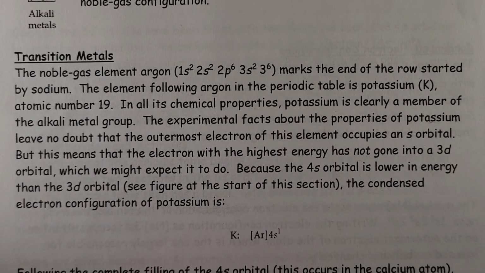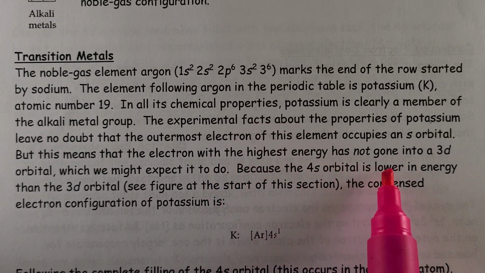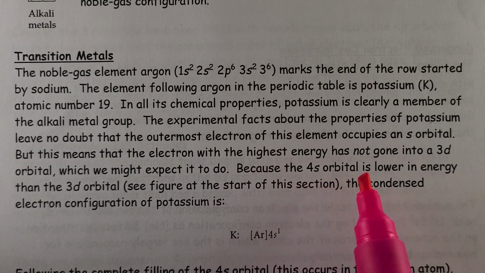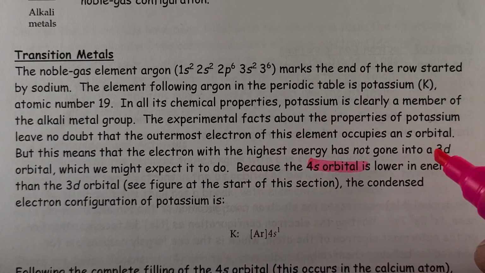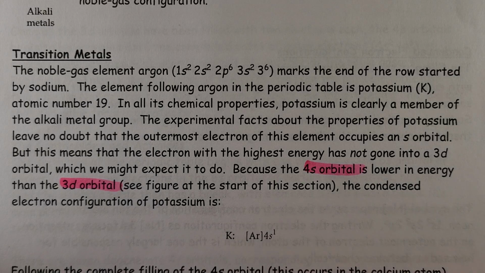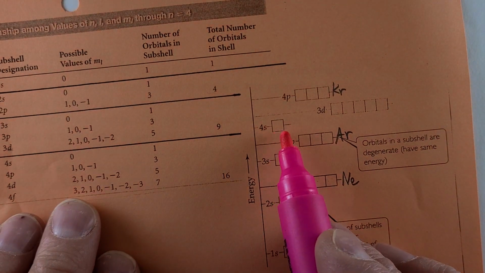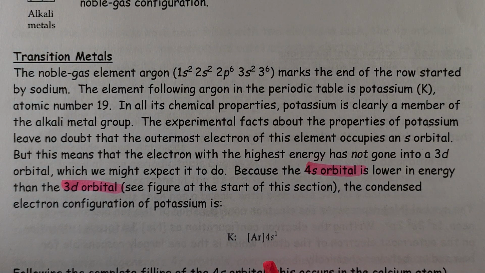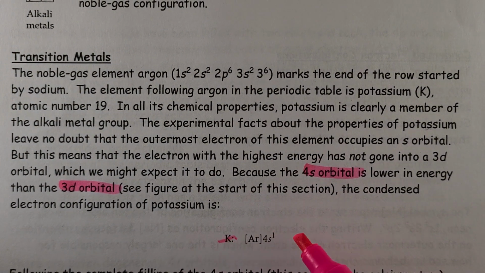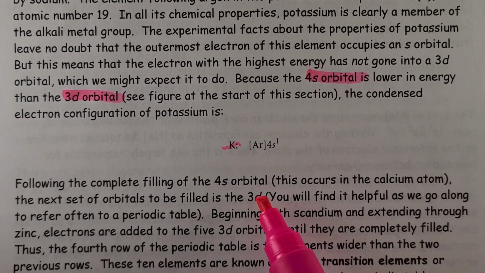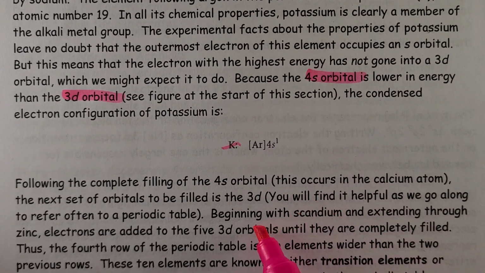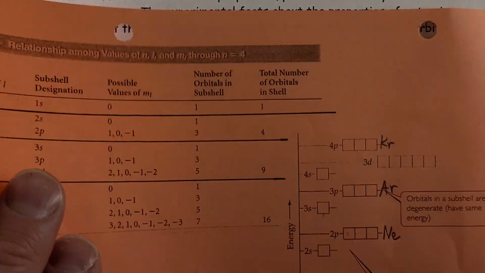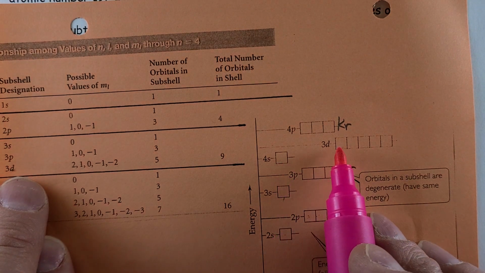But this means that the electron with the highest energy has not gone into a 3d orbital, which we might expect it to do. Because, yes, we mentioned that the 4s orbital is actually lower than the 3d orbital. So right here, you can see the 4s is actually below 3d. We would fill in the 4s before the 3d. So there's potassium. Following the complete filling of a 4s orbital, then we go into the 3d. So once the 4s is full, now we go into 3d.